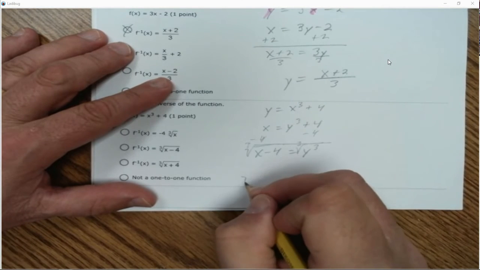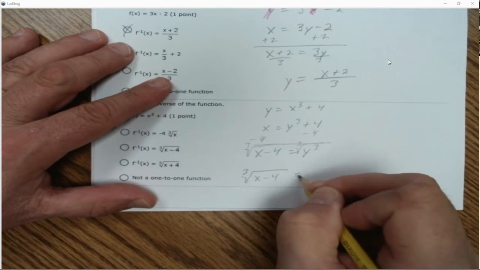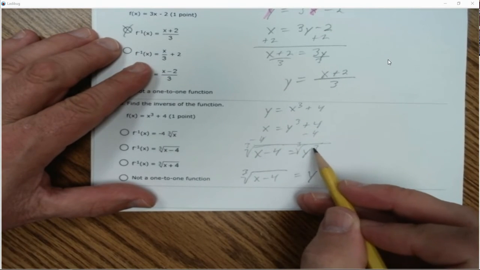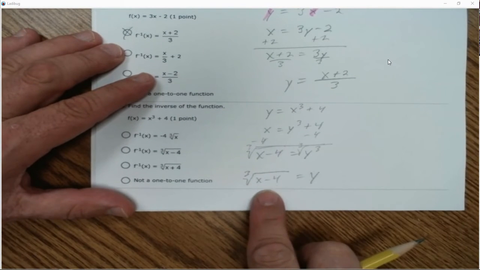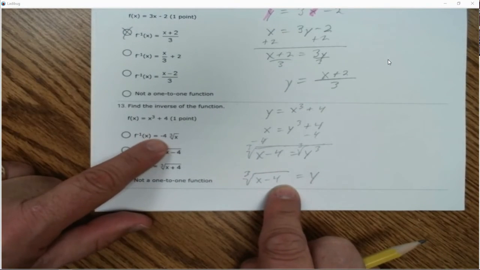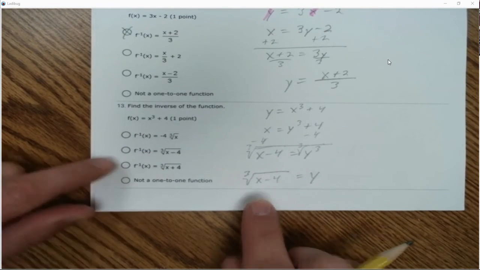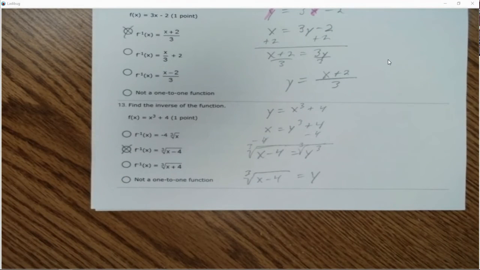So this is the cube root of x minus 4 equals y. These cancel each other out. The cube root of something cubed is just the original number. So this is what it equals. y equals the cube root of x minus 4. No, cube root of x minus 4. Hey, that's it. This one's plus 4. So that is the inverse, the cube root of x minus 4.